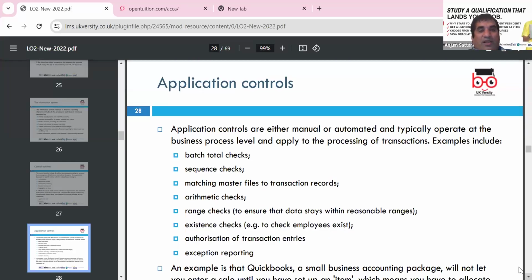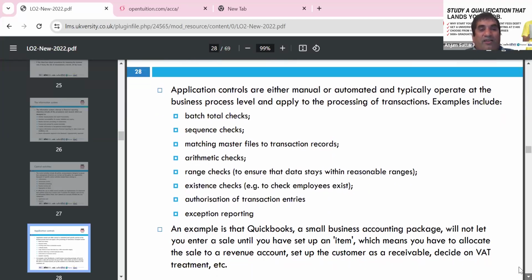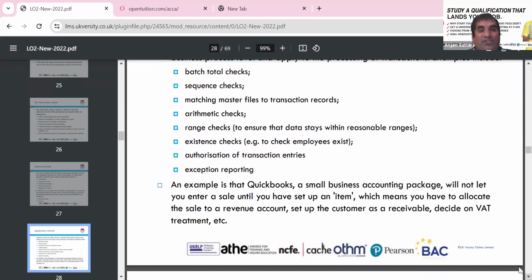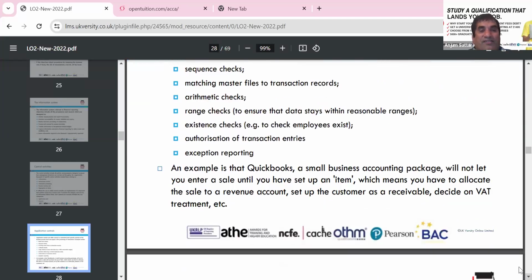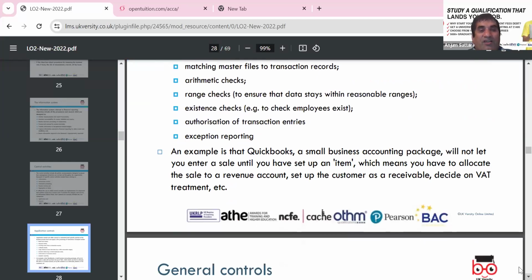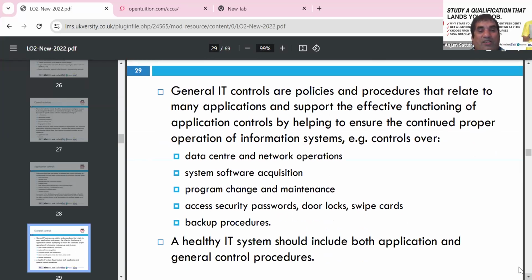These things: application of the controls, batch total check, sequence check, matching of the file to transaction records, arithmetical check, range check, existence checks. Yes, we can look around the existence checks, authorization of transaction entry, and exception reporting. What do we have, and how does the company generate the reports?